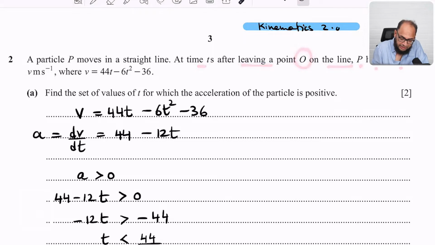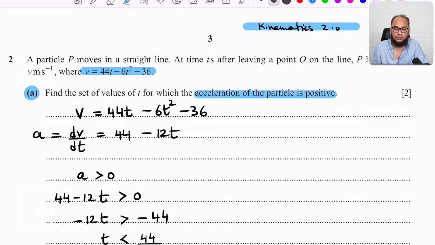P has a velocity v, where v is this much. So that is the velocity equation that we have. The first part: find the set of values of t for which the acceleration of the particle is positive. So now what should be in your mind? The first thing is that the derivative of displacement is velocity. The derivative of velocity is acceleration.